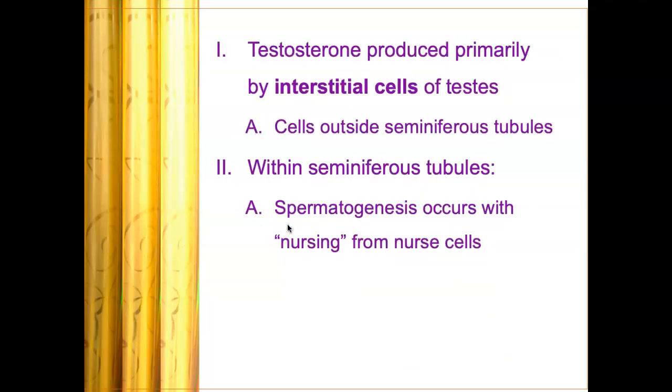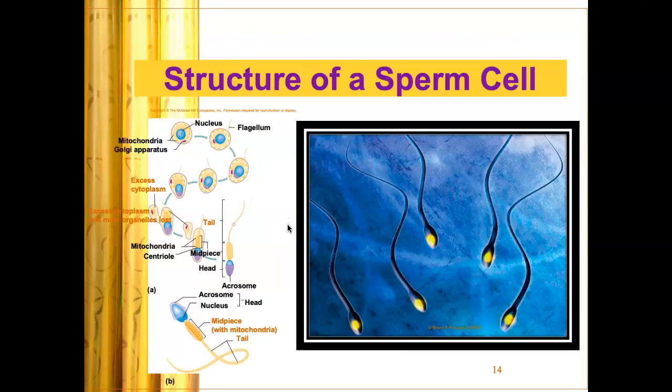Testosterone is produced outside the seminiferous tubule in cells called interstitial cells, still inside the testes. Then testosterone will be used for spermatogenesis. There are also cells called nurse cells that also aid in spermatogenesis.